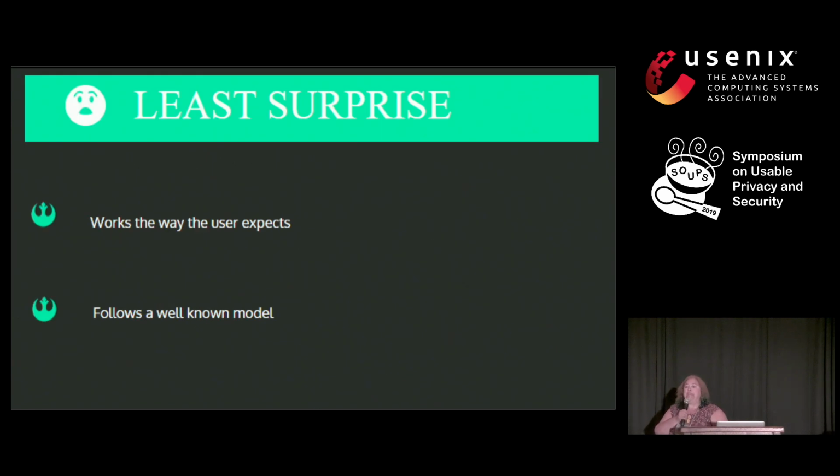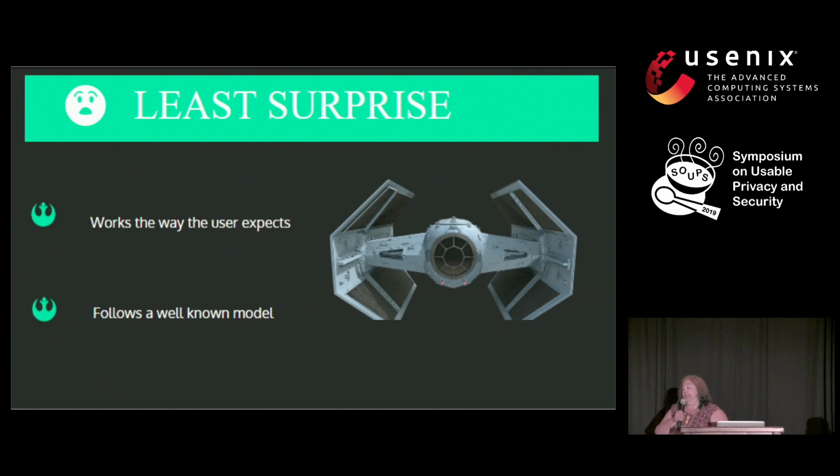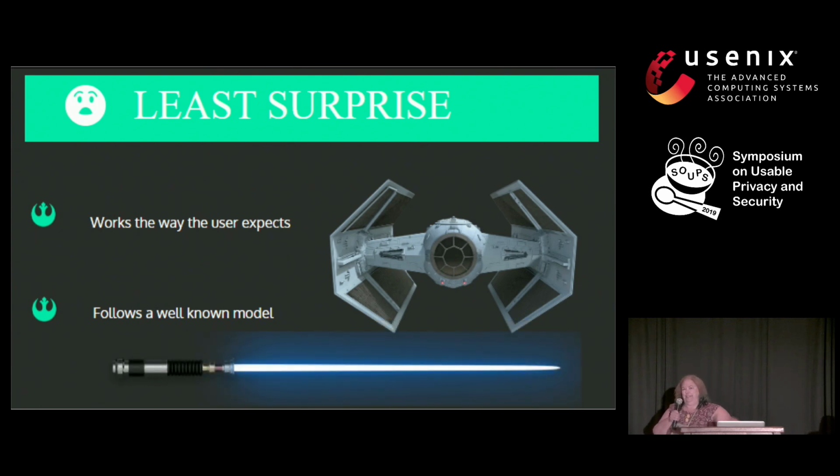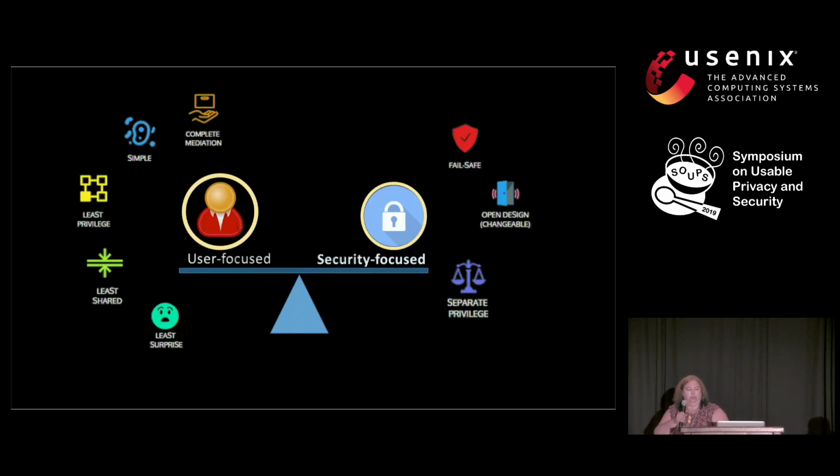Least surprise. Make it work the way people expect it to work. Pretty simple. That's the way I always want it. If I come up to a door, I want to know whether to push or pull so I don't look stupid, or follow a known model. A great example, they say, is pilots hop into one of those spaceships and they immediately know how to fly it. I don't know if I believe that. And then there's the lightsaber. The lightsaber works the way you expect. You swing it, it cuts, it goes whoosh.